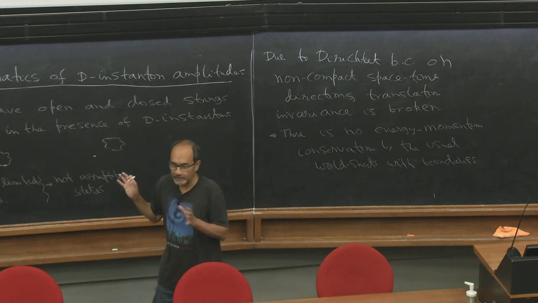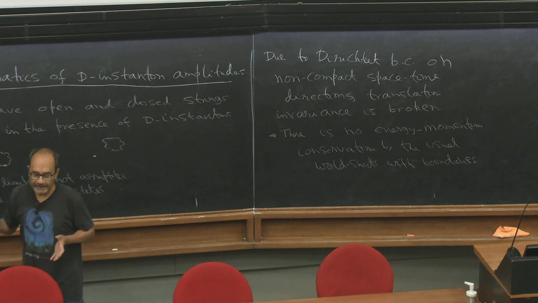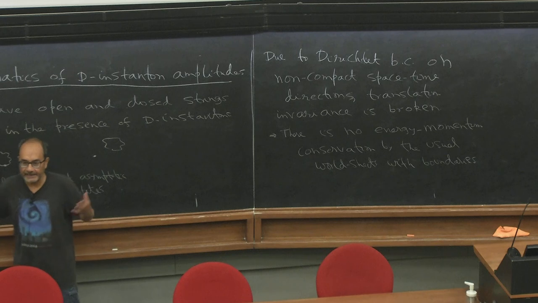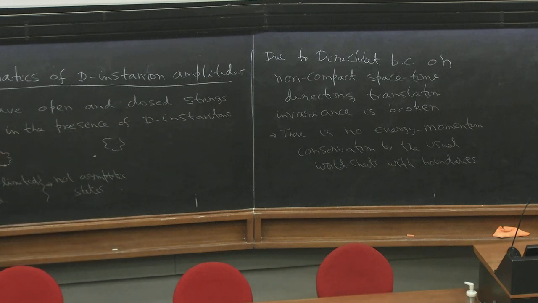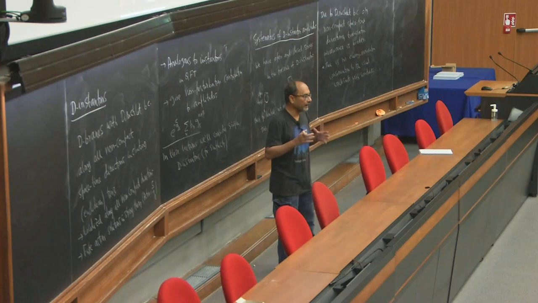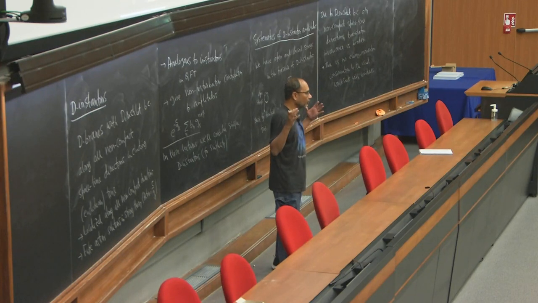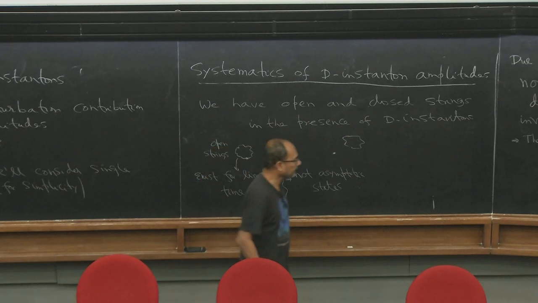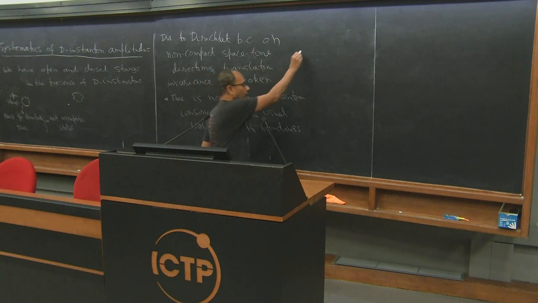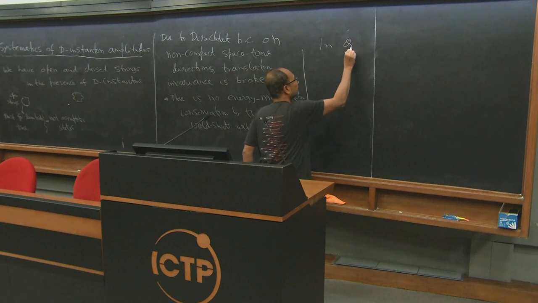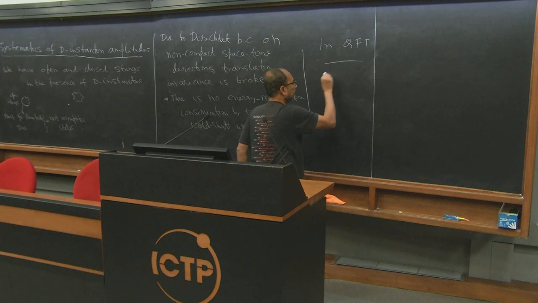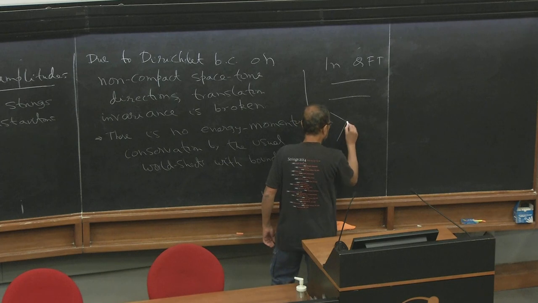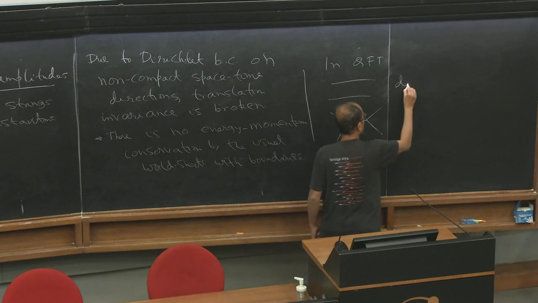And this has a non-trivial consequence, namely that now disconnected world sheets are on the same footing as connected world sheets. Think in terms of quantum field theory Feynman diagrams. When you draw Feynman diagrams in quantum field theory, we have both disconnected and connected diagrams. In QFT, if you are doing four-point scattering, you can draw four-point scattering diagrams like this, or you can have four-point scattering diagrams like this. This is disconnected, this is connected.